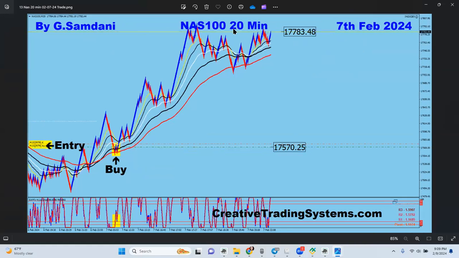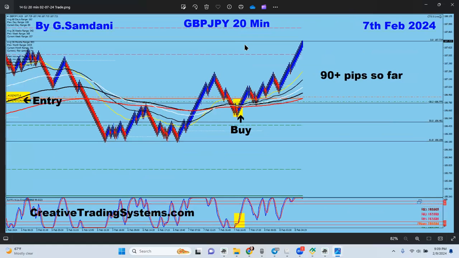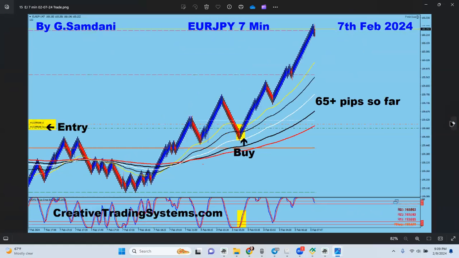And then this is NASDAQ on the 7th as well. This is GBPJPY from the 20-minute chart on the 7th. This is a nice entry, also taken by me manually, and for 90 pip. This one was also taken manually here. EURJPY, 7-minute chart, buy order here for 65 pip.